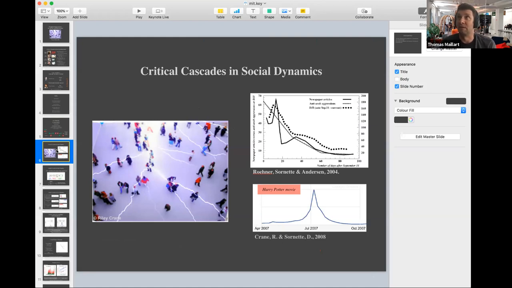I'll make a little diversion to this critical cascade in social dynamics. These are papers by my advisor and also by a friend of mine who passed by MIT Media Lab, in the group of Sandy Pentland, Riley Crane. The idea was that we can actually model social dynamics, especially in social media, but not only. You can see this graph with the number of newspapers after September 11th, the number of anti-Arab aggressions after September 11th, the evolution of the Dow Jones after 9/11, and you can see that the relaxation after this shock, this peak, is decreasing as a power law decay.